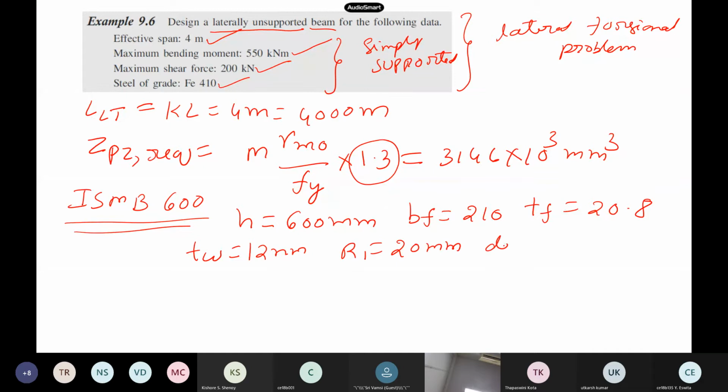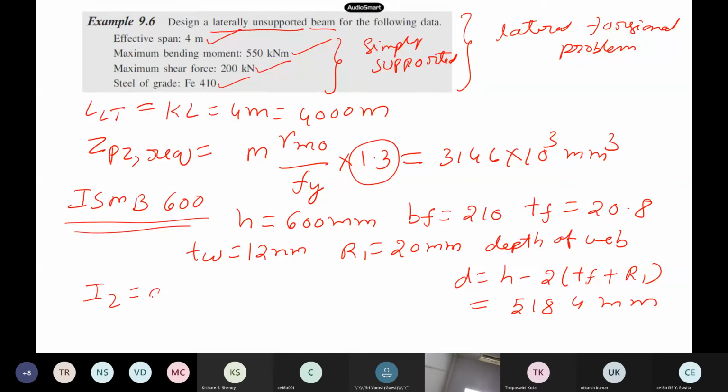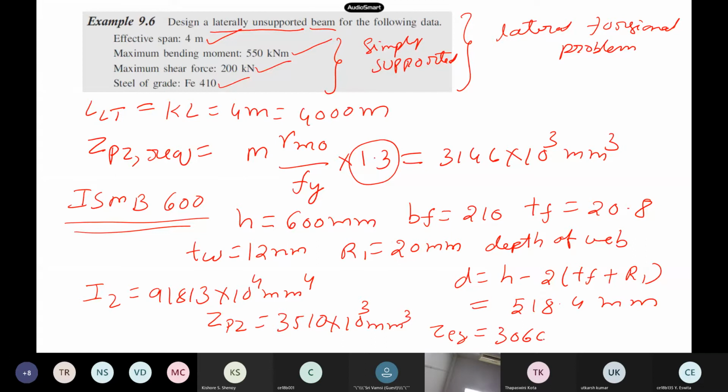So the depth of the web is also very important, because with d by t we do the shear buckling calculations. 2 into thickness of the flange subtracted, and the root also subtracted, so this turns out to be 518.4 mm. And now you copy the moments of inertia also. Iz is 91813 into 10 to the power of 4 mm to the power of 4. Then plastic section modulus is 3510 into 10 cube mm cube. Then elastic section modulus, because you have to check that simply supported, right? 0.4 into 10 cube.